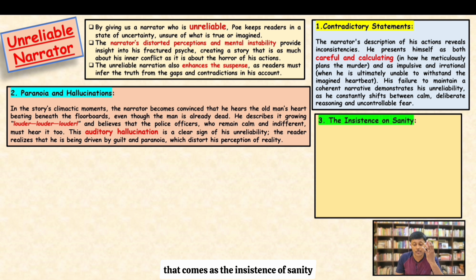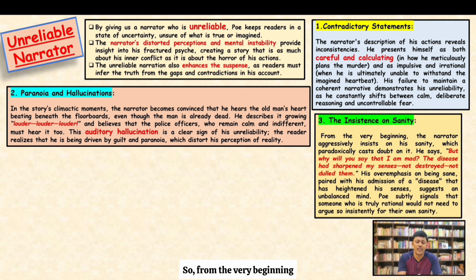The third point is the insistence of sanity. From the very beginning, the narrator aggressively insists on his sanity, and that insistence, paradoxically, casts doubt on it. Here is the line from the text: "But why will you say that I am mad? The disease had sharpened my senses, not destroyed, not dulled them." So he is overemphasizing his disease, his unbalanced mind. How can you believe such a person who is himself saying that he is unbalanced, he has a disease, and he cannot keep records clearly? You cannot believe that kind of person.